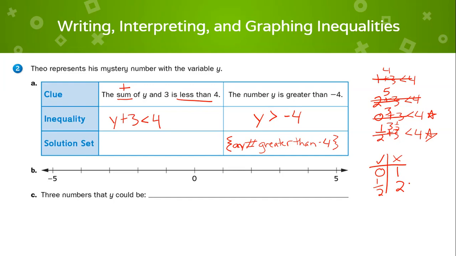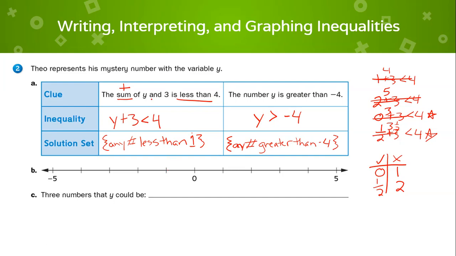So by looking at this, I can figure out, oh, I want all the numbers that are less than 1, because 1 doesn't work, but numbers less than it do. So the solution set here is any number less than 1. And there's our weird bracket.